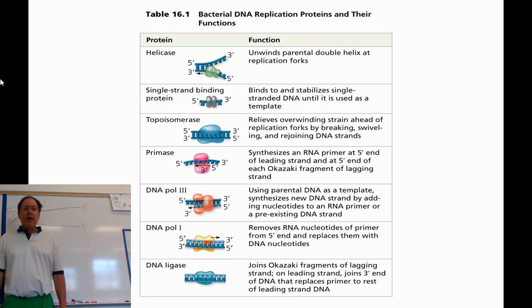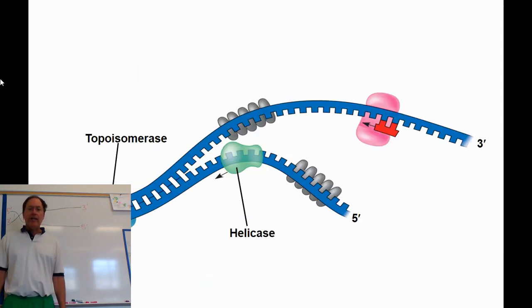here are the players. You got to know these. I would put a star next to this picture, table 16.1 in your book. You have to memorize these. You got to know what they are and what they do in this process. There's no way around it. We're going to touch on each of them right now.